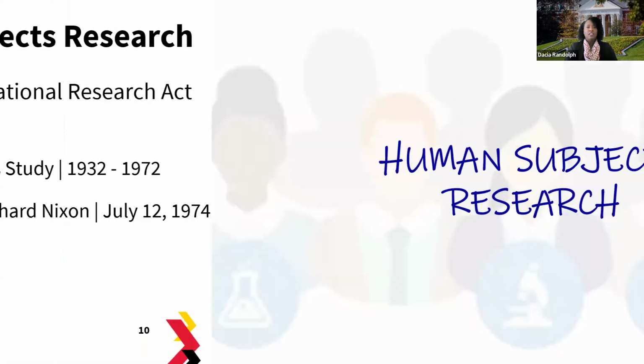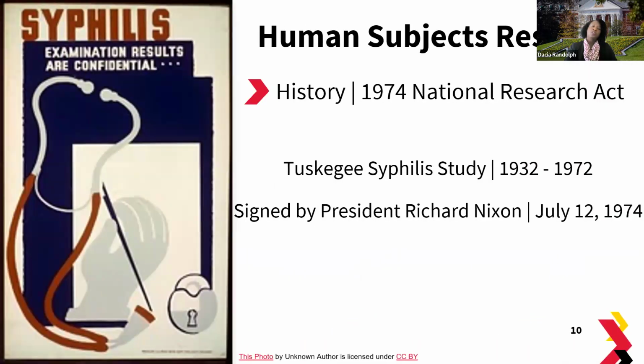All right, so now let's take a look at what is classified as human subjects research, and why it's so important. Before understanding the role, requirements, and overall process for IRB approval, we must first review why there's a need for protecting human subjects in research.